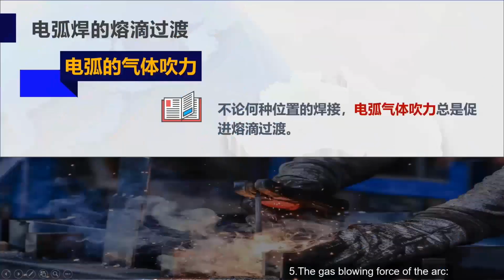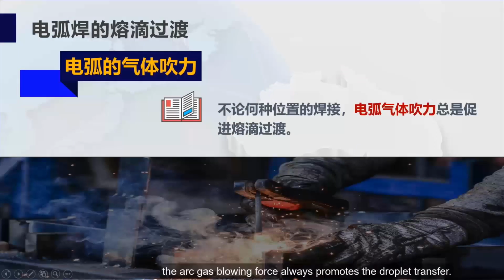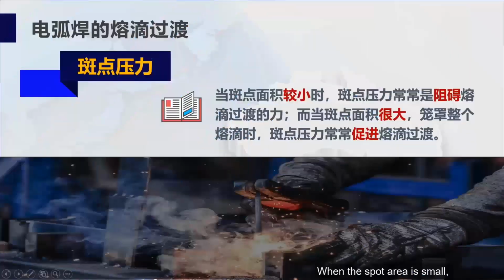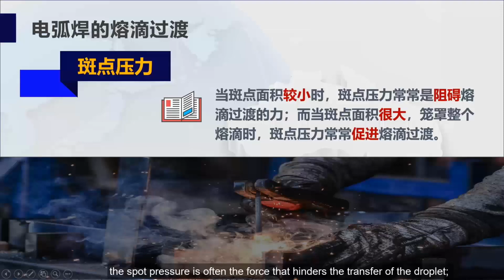5. The gas blowing force of the arc. No matter what position of welding, the arc gas blowing force always promotes the droplet transfer. 6. Spot pressure. When the spot area is small, the spot pressure is often the force that hinders the transfer of the droplet, and when the spot area is large and covers the entire droplet, the spot pressure often promotes the transfer of the droplet.